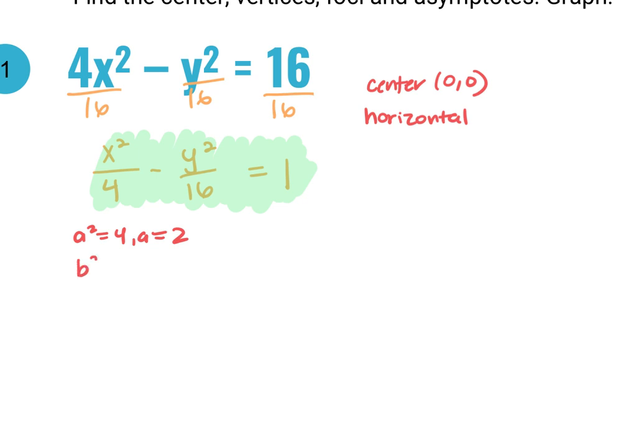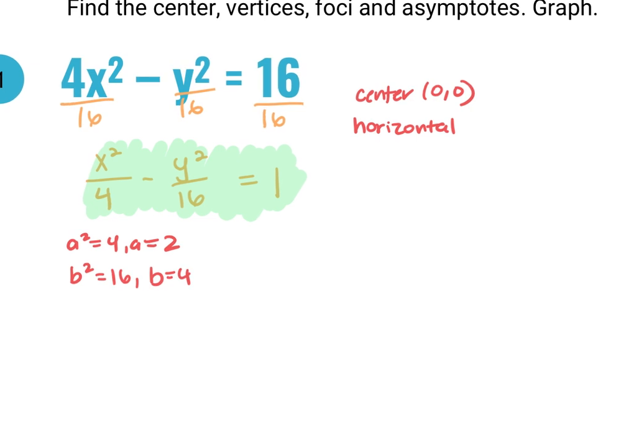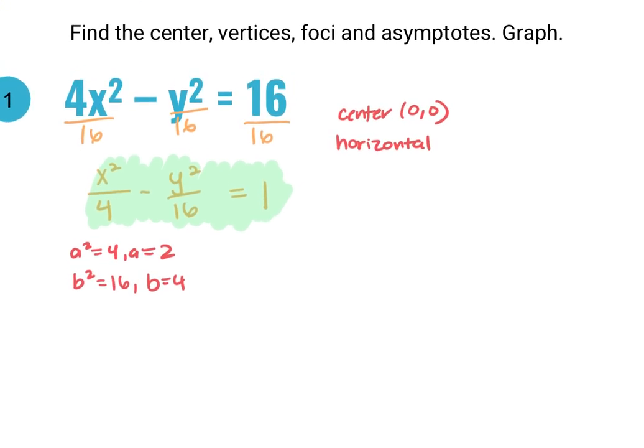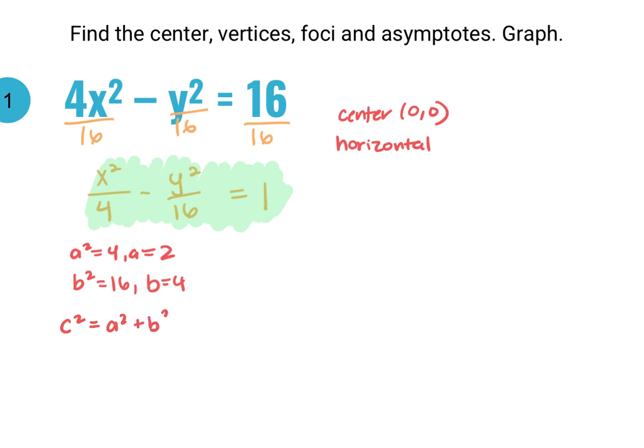The b squared is 16, making b 4. And it asks for the foci, so c squared equals a squared plus b squared this time.